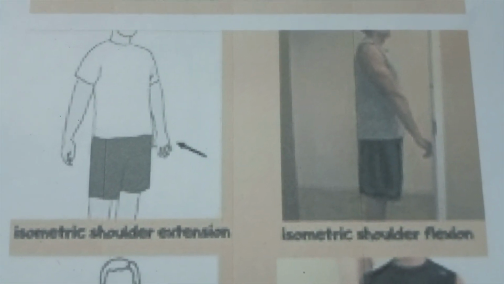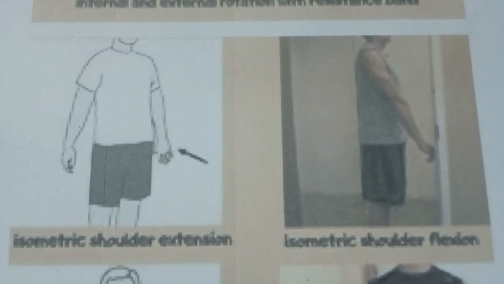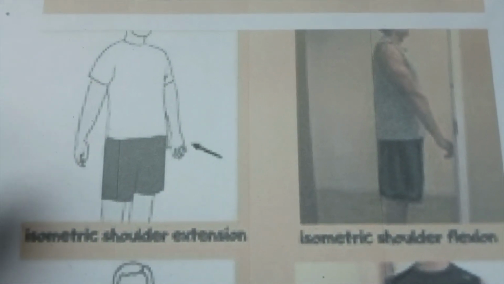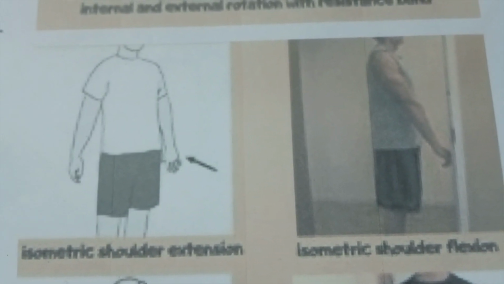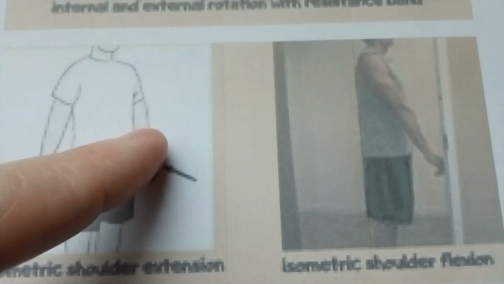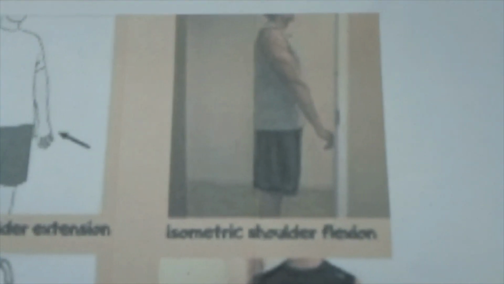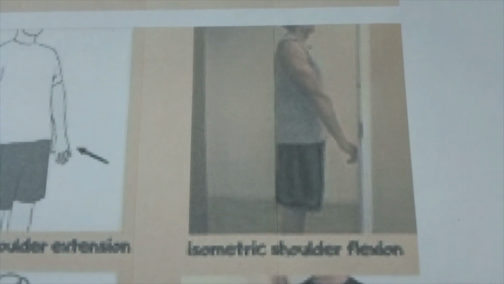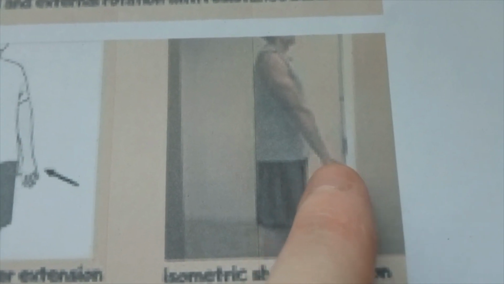So we're going to start with some isometric shoulder extension and flexion. So for the extension, we're going to stand against a wall with arms by your side, keeping the elbows and wrists straight, and you're just going to push back with your hands into the wall. Then for the flexion, you're going to face the wall this time, and again just push into the wall with your hands.